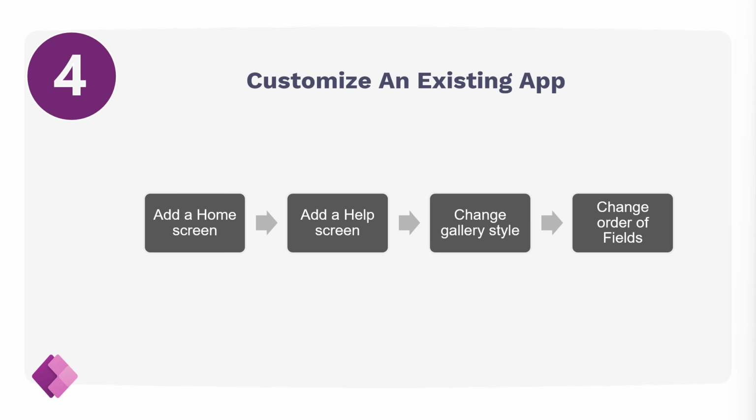For Lesson 4, let's go ahead and customize an existing app. So we'll use one of the 3-screen apps that were automatically generated. We'll go ahead and add a home screen. We'll add a help screen as well. We'll make some simple changes to the gallery style, and then we'll change the order of the fields until we get the app to look the way that we want it to look.